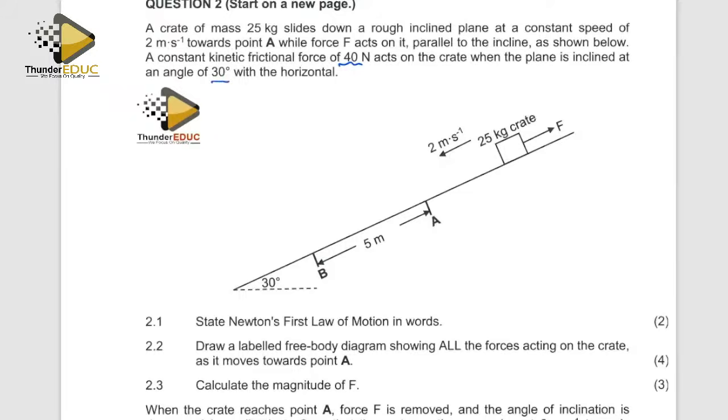Now they want us to state Newton's first law of motion in words. So this law is also the same as the law of what? Inertia. So what does the law of inertia state? That a body remains at rest. Let me write it this side. So this is 2.1.